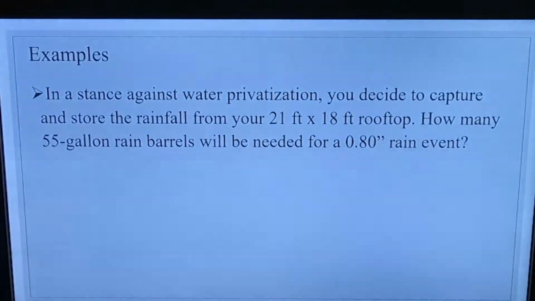How many cubic inches in a gallon of water? There are 231 cubic inches. But ultimately, that's what we needed to do. We at least needed to get to 1 gallon, or 1 55-gallon drum. So our next step would be to divide.